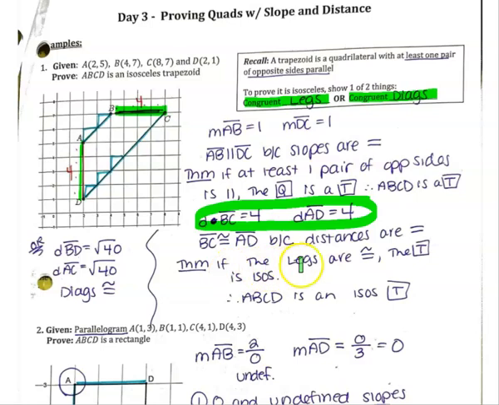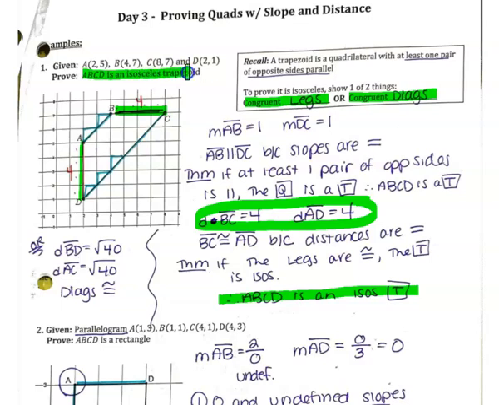I relate it back to a theorem. So if the legs are congruent, the trapezoid is isosceles. And now I can conclude, because I already proved it a trapezoid, this is taking care of isosceles, I can conclude ABCD is an isosceles trapezoid, which is what it wanted me to prove.